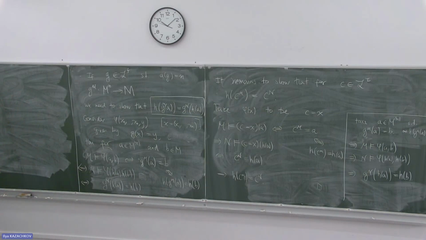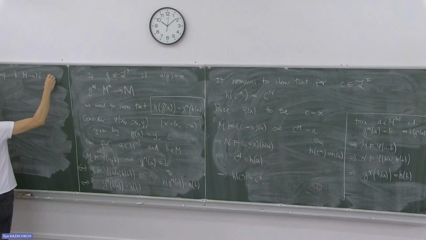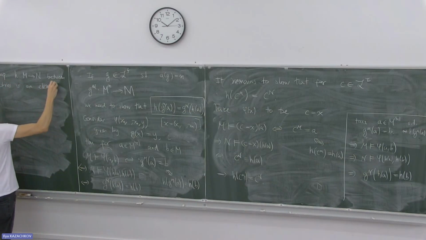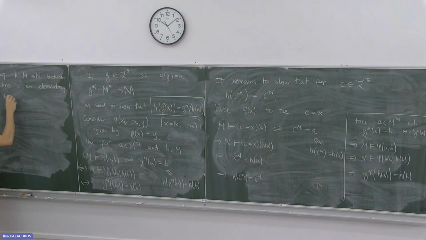Yes, so definition. A map h between two L structures is an elementary L embedding if it preserves all formulas.